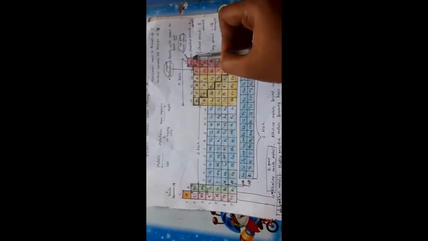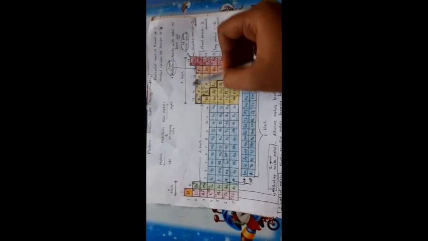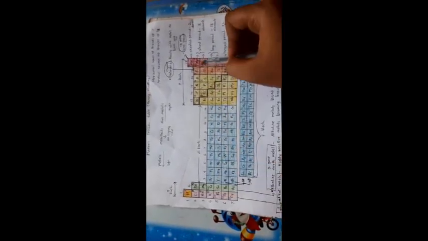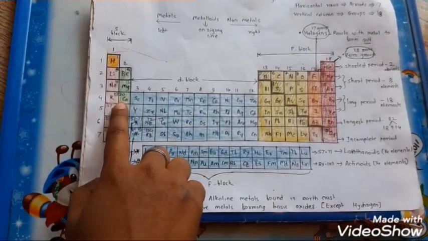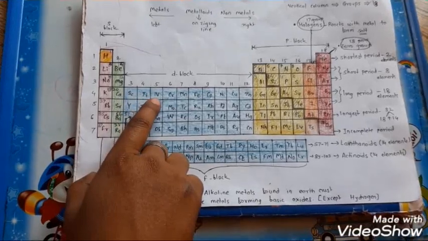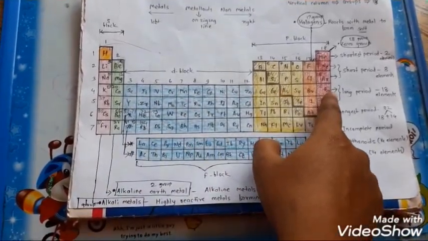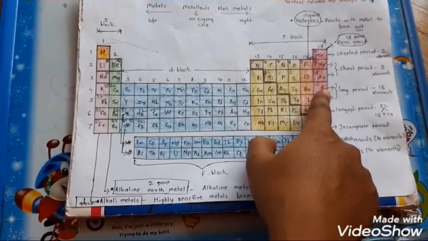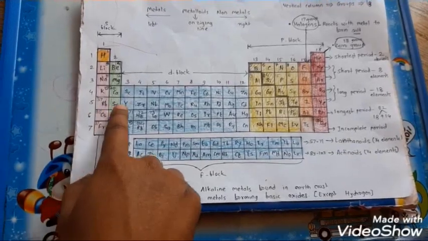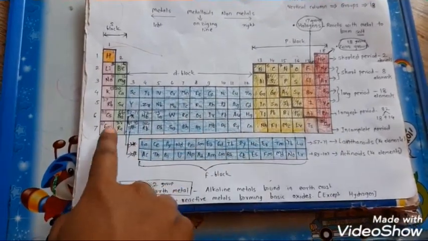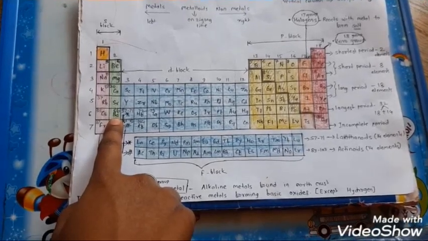One by one we have arranged. When one period is filled, we have to move to the next period. Like this, row-wise we are going to fill the elements. So after the 20th element calcium, there will be 21, 22, 23, and like that this full period will be filled. After that, when this period is filled, we move to the next, the 5th period. Like that we fill the 5th period, then move to the 6th period, up to the 56th element.